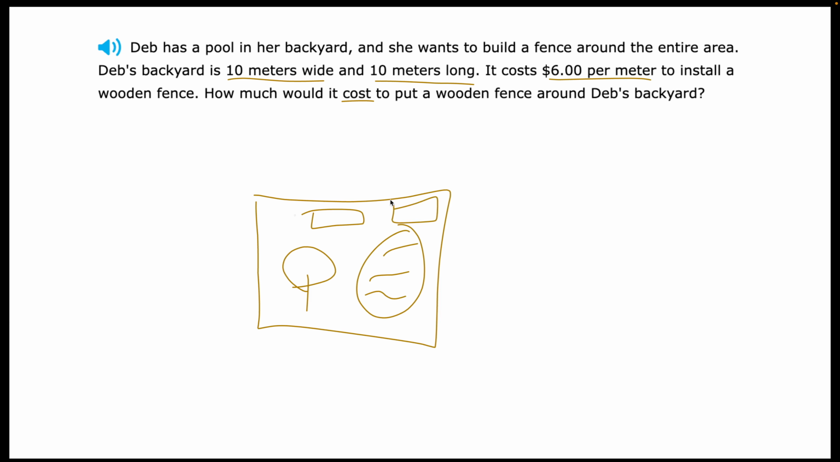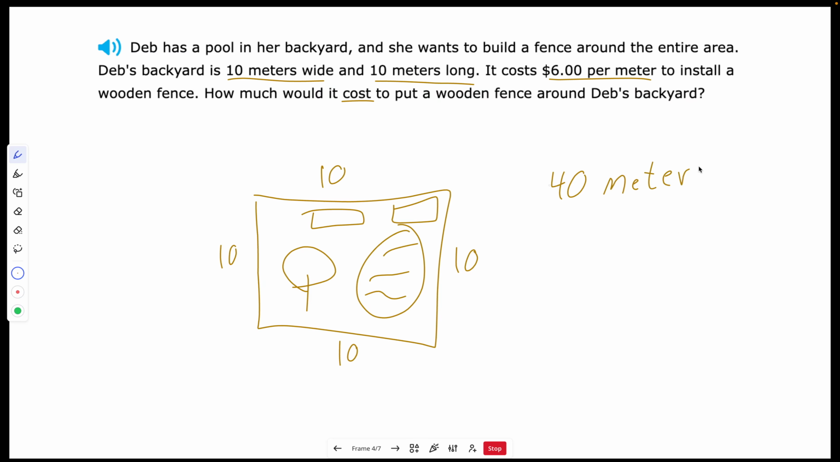Now, it's 10 meters long, 10 meters wide. And so actually that means it's 10 on all sides. And so your first question is, are we trying to find the area of this, or are we trying to find the perimeter, the outside? And we are trying to find the perimeter because we're trying to put a wooden fence on the outside of this pool area. So perimeter just says add up all the sides, right? So 10 plus 10 plus 10 plus 10 would give me a total of 40, and this is 40 meters of fencing. So we need 40 total meters to go all the way around this pool area.